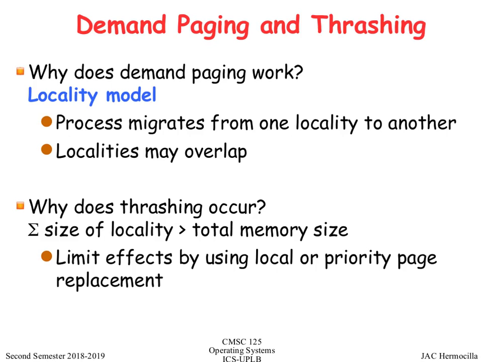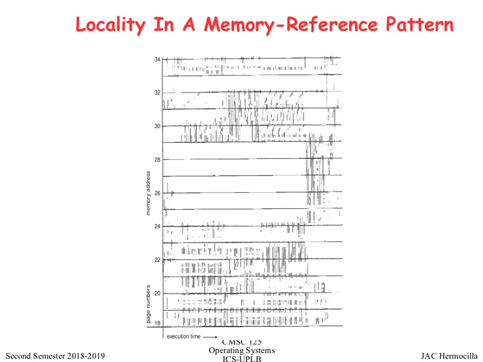And thrashing occurs when the sum of the sizes of all the localities is greater than the total memory size. So we'll see that later. What we do is to limit the effects by using local or priority page replacement. Okay. So this is just an illustration of a memory reference pattern.